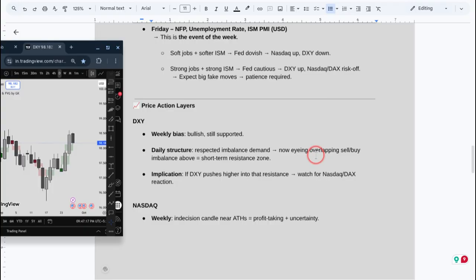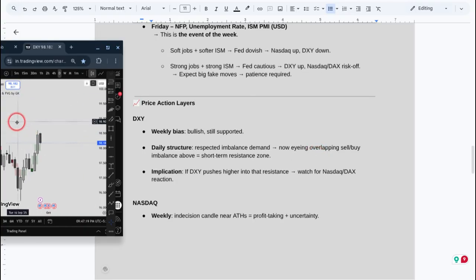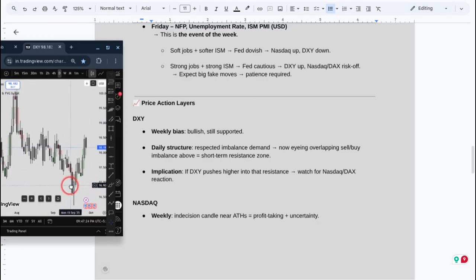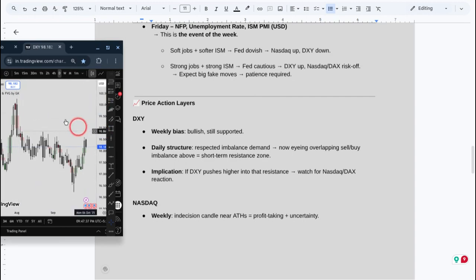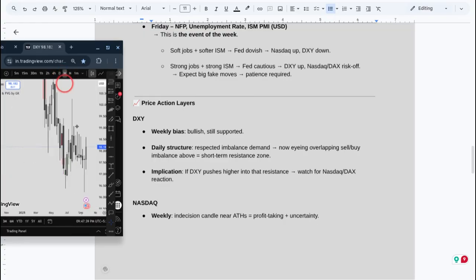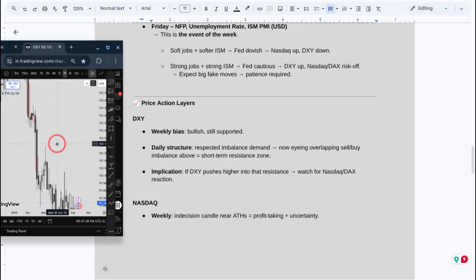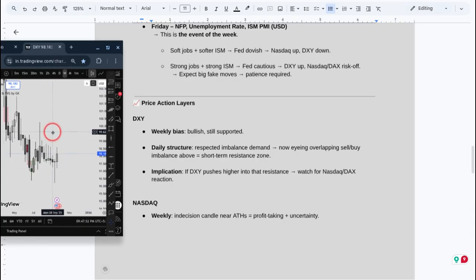Now we have some resistance, where we have had this sell side imbalance, then buy side imbalance. We also have this kind of scenario from this point. So let's look at how price will react at this point. But as per the weekly time frame, we are going to go above this high. We are going to touch this sell side imbalance, or maybe this sell side imbalance over here. But let's see how the weekly candles will form in upcoming weeks.